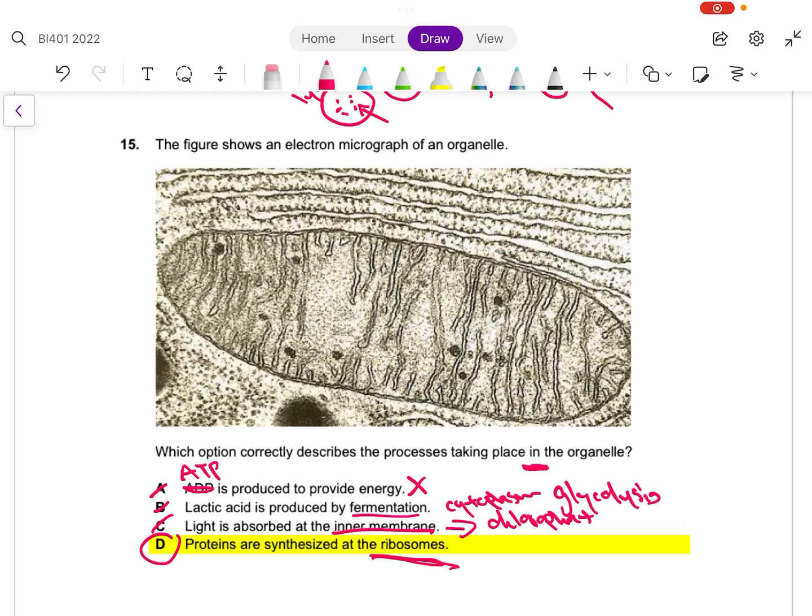Proteins are synthesized at the ribosomes. Do you know that inside mitochondria, there are also ribosomes? Mitochondria have their own ribosomes inside to synthesize proteins. Here you also see some ribosomes on the rough endoplasmic reticulum, right? But you also can find ribosomes inside the mitochondria. So D is the best answer.